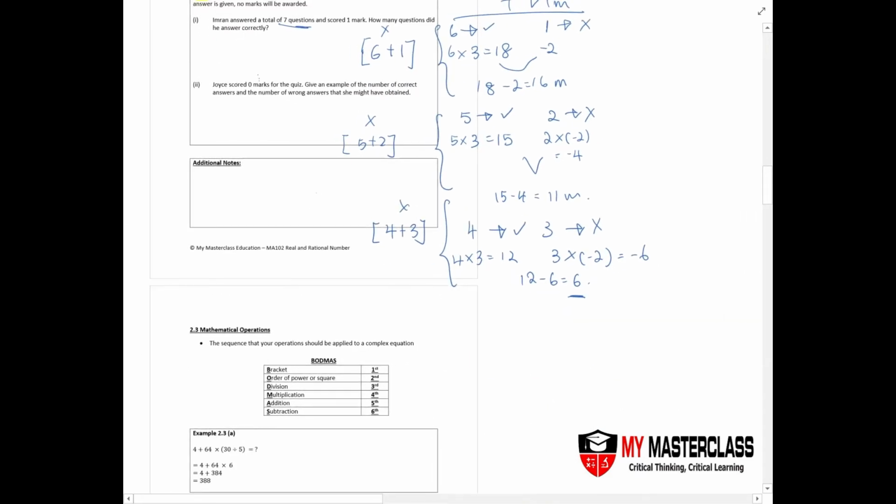Lastly, let's go to 3. Oh, sorry, not lastly. There are actually more possibilities here. So let's take a look at 3 corrects and 4 wrongs. If I have 3 and multiply by 3 marks, I get 9 marks in total. And for 4, I multiply by -2, which gives me -8. So 9 minus 8 gives me 1 mark.